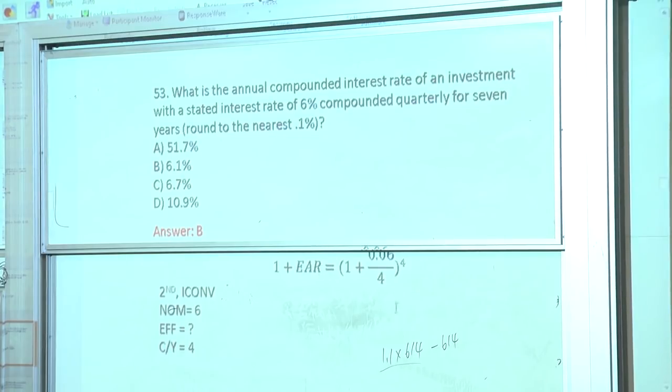Okay. What is annual compounding interest? What is EAR if we know that? Okay, we can do those again. I'm not gonna repeat it. Okay.